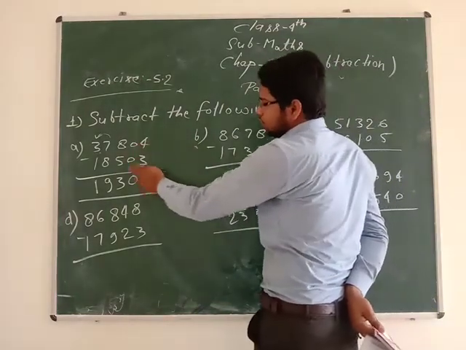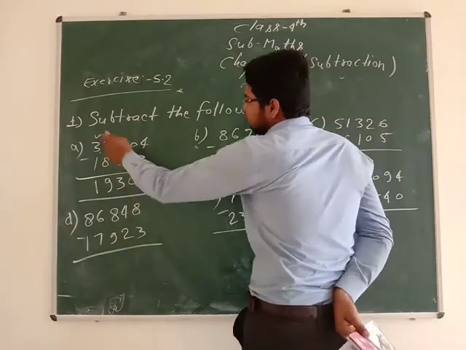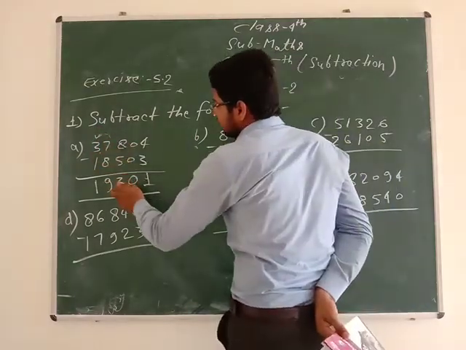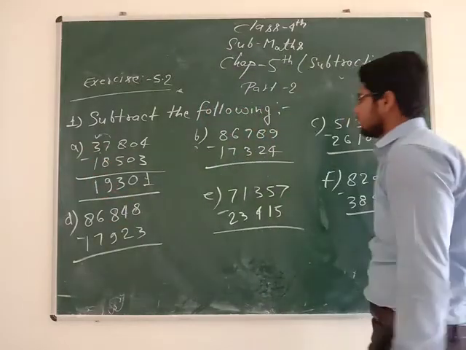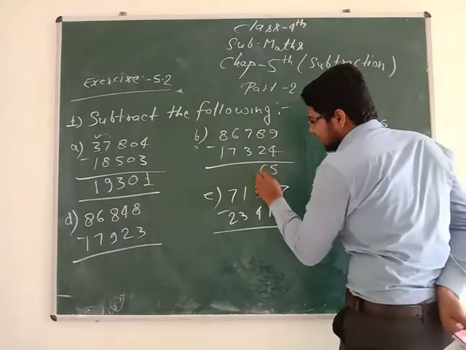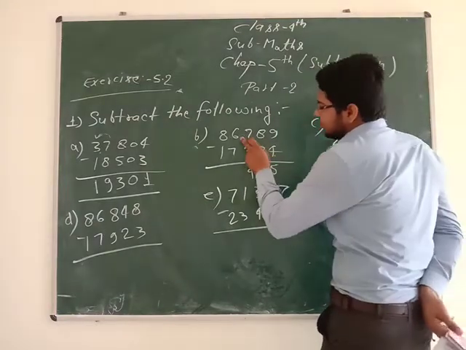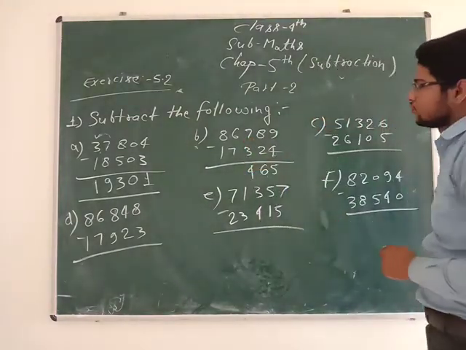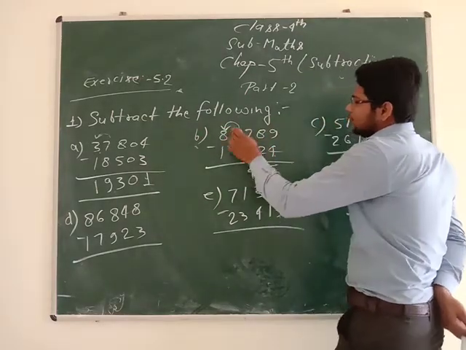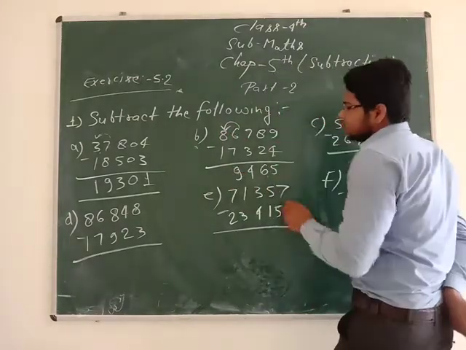4 minus 3, 1. 0 minus 0, 0. 8 minus 5, 3. 7 minus 8, 8 can't be subtracted from 7, so we have to take borrow, and now it is 17. 17 minus 8 is equal to 9, and 2 minus 1 is 1. 9 minus 4 is 5. 8 minus 2 is 6. Okay? 7 minus 3 is 4. And 6 is less than 7, so 7 can't be subtracted by 6. So we have to take borrow, and we have now 16. 16 minus 7, 9. And it is now 7.